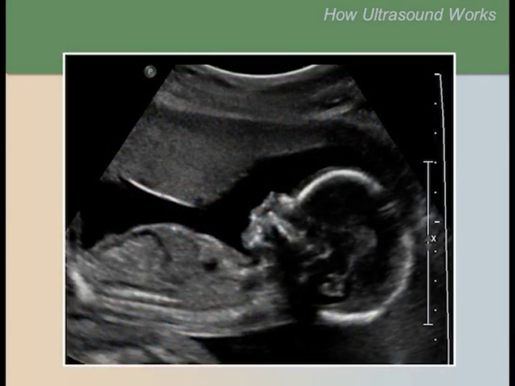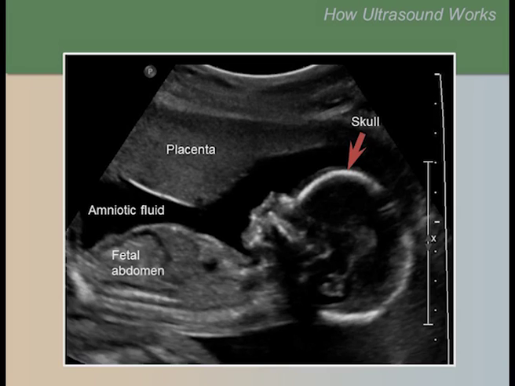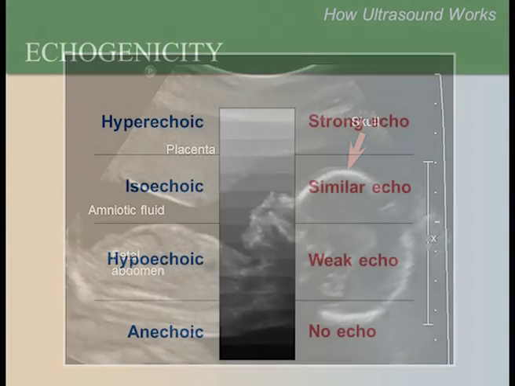This is a second trimester fetus, placenta, and amniotic fluid. Sound waves pass through the amniotic fluid without reflecting back, so amniotic fluid appears black. The skull is white because most of the sound is reflected back. The placenta is soft tissue, so some of the sound passes through and some reflects back. This is why it looks gray. The fetal abdomen is also gray because it is soft tissue.